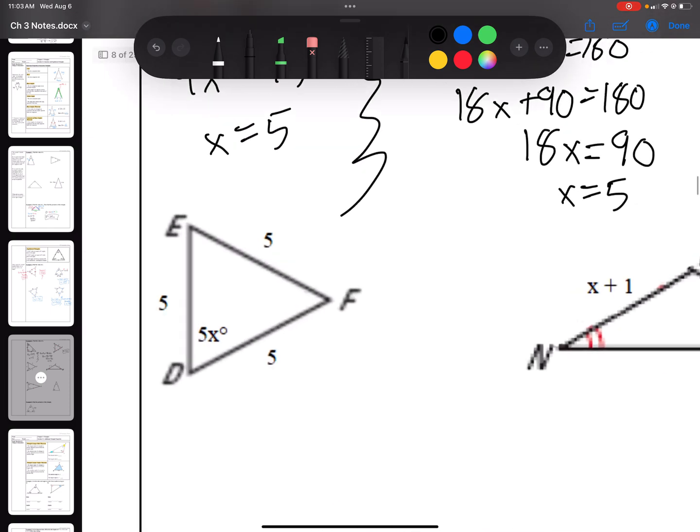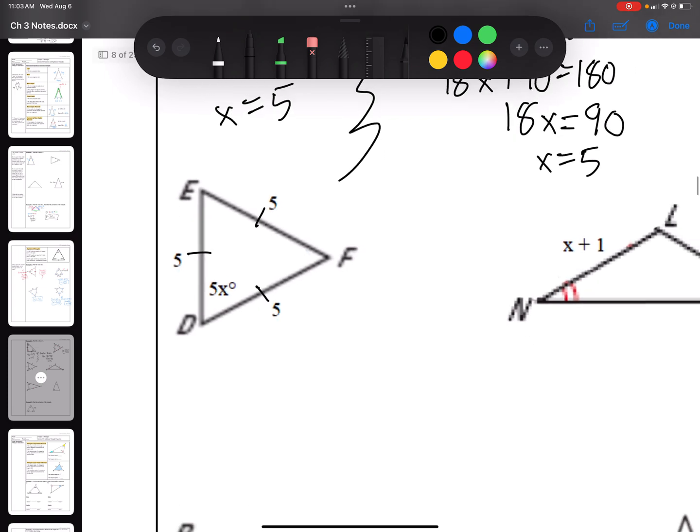Next problem. All three sides are equal. They're all 5, which means all three angles are equal. So you have two options. You have the shortcut, which means, hey, if all three sides are equal, all three angles are equal, which means they will always be 60, 60, and 60. So that 5x has to equal 60. That's the shortcut. And you can just divide by 5 and get x equals 12.